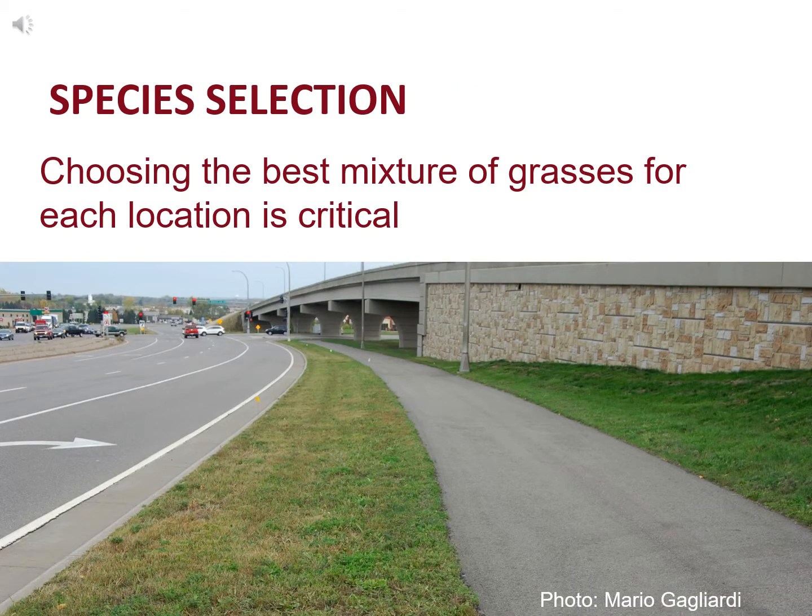In an earlier module, we covered species selection. Let's reiterate the importance of using the right mix of grasses when establishing any roadside project. In this image, we can see that the area between the street and the trail consists almost entirely of weeds. This establishment was unsuccessful due to heavy salt loading and the use of a mixture with a high percentage of Kentucky bluegrass.